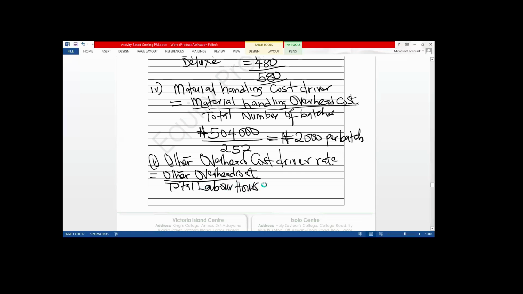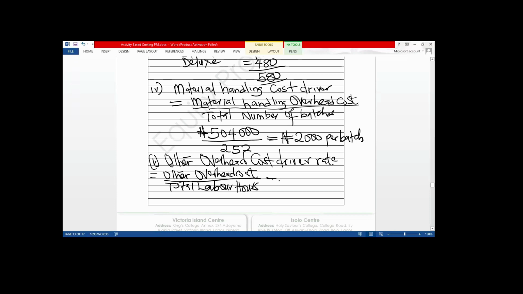We have computed this before, is that not, please? Let me check. I think so. We have calculated this in solution 1. What is the total direct labor hour? 260,000 labor hours.